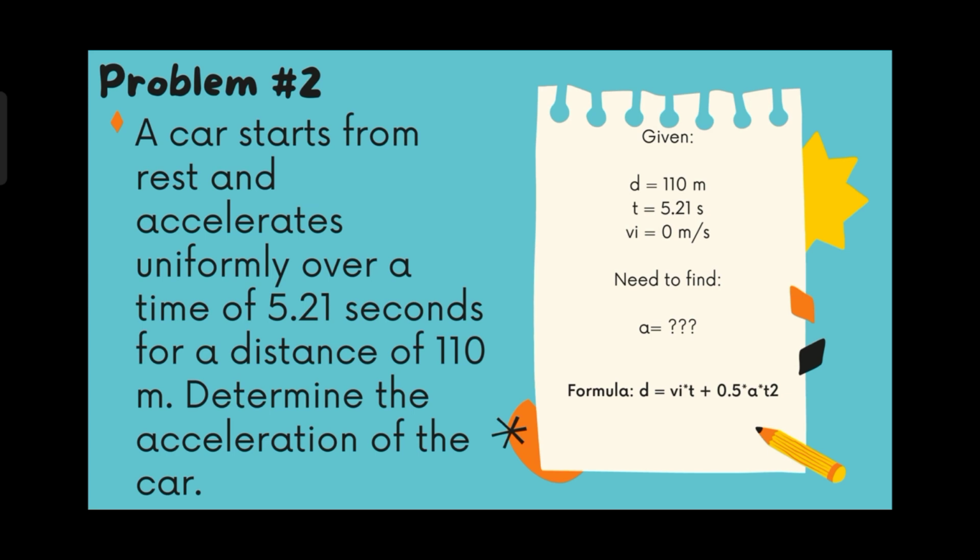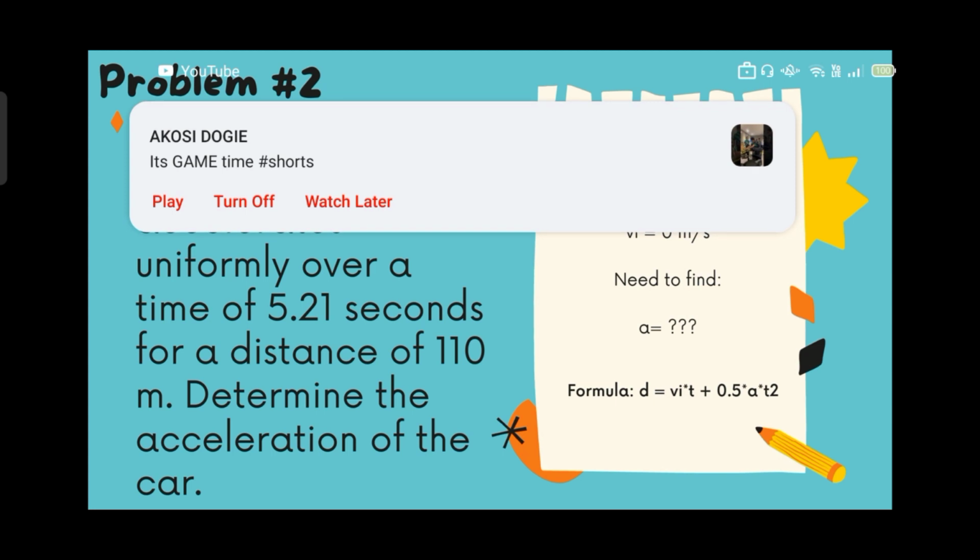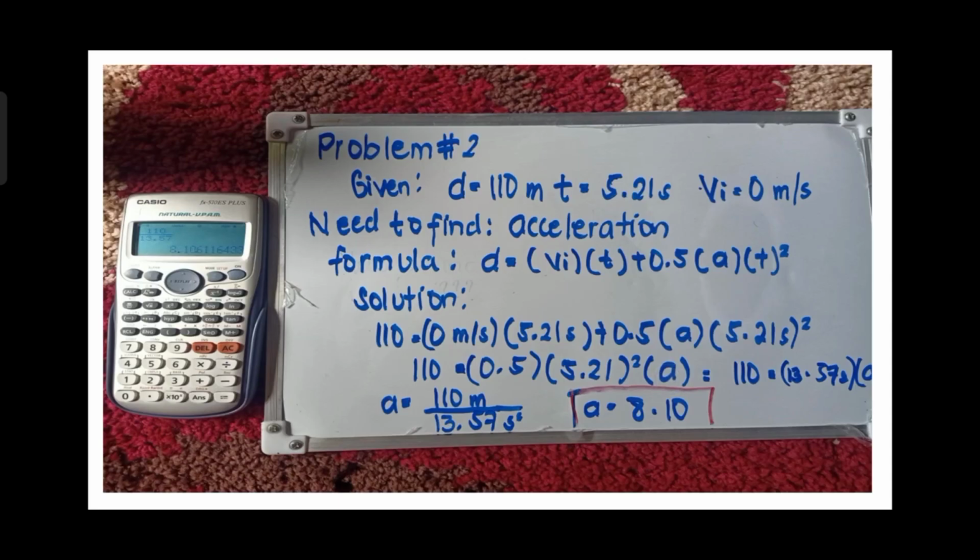Next is problem number 2. A car starts from rest and accelerates uniformly over a time of 5.21 seconds for a distance of 110 meters. Determine the acceleration of the car. The given in problem number 2 are distance equal to 110 meters, time equal to 5.21 seconds, and initial velocity equal to 0 meters per second.